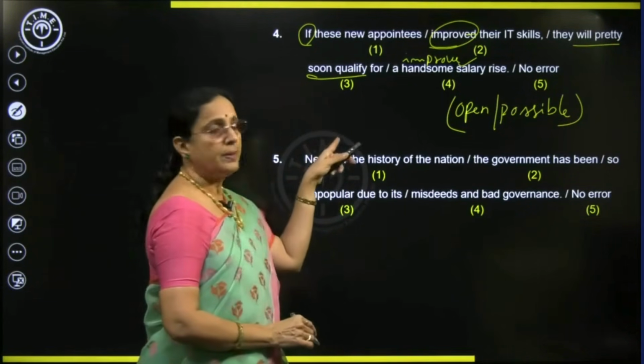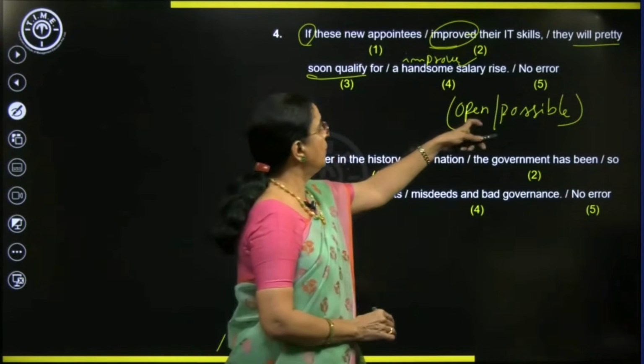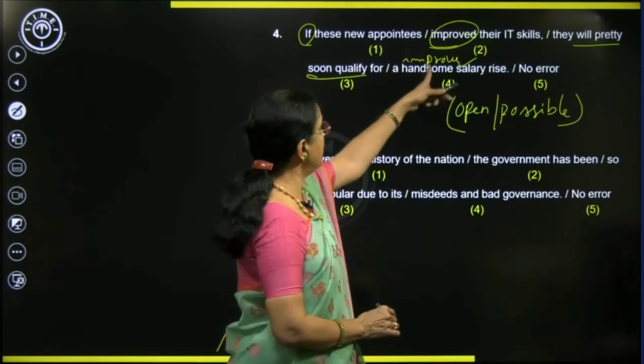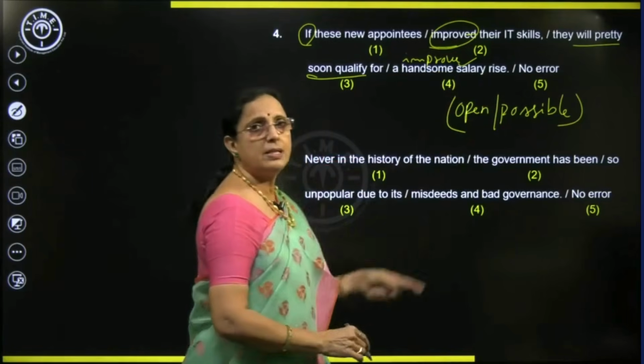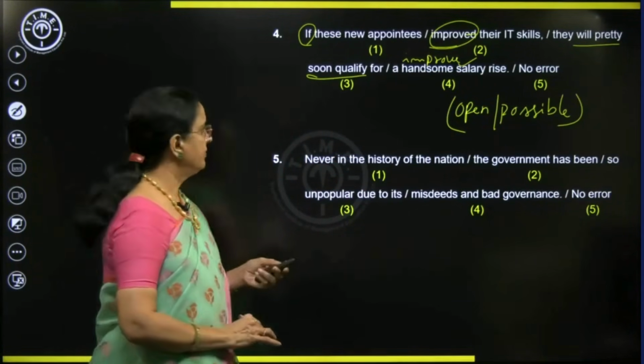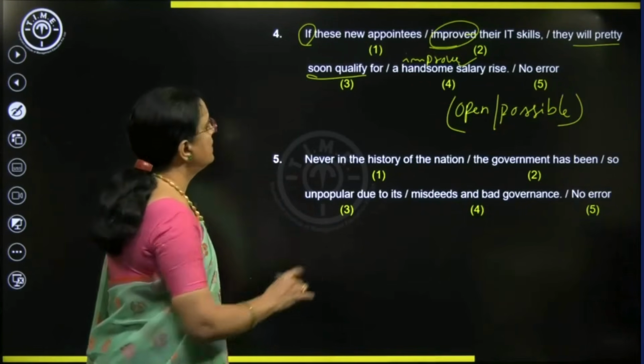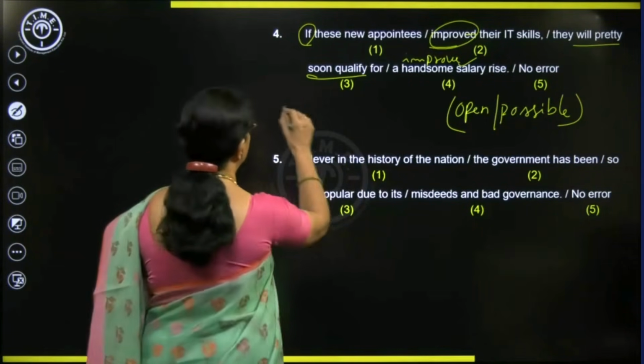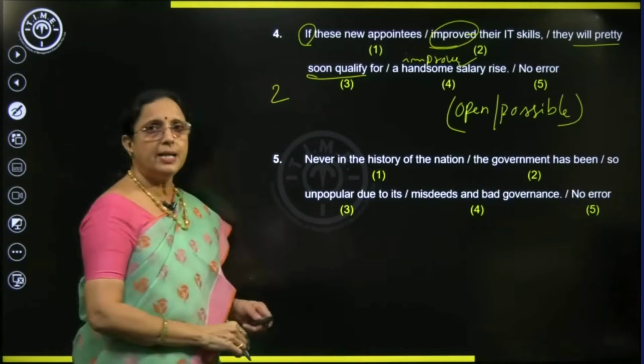Is that clear? So, for a present condition or open condition or possible condition, you should use only present tense and simple future. That's a straight structure. Clear? Next one. So our answer is 2. Right, part 2 has an error.